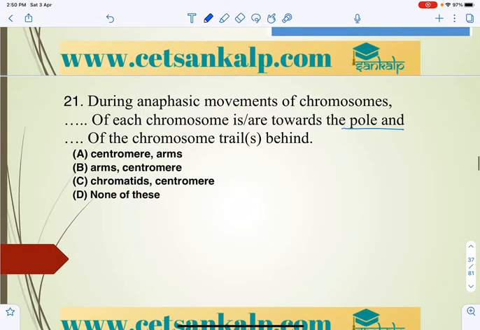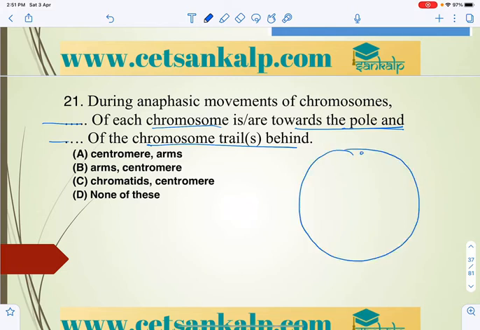So during anaphasic movement, chromosomes, dash of each chromosome is or are towards the pole and dash of chromosome trail behind, means they are going to be left behind. If you consider this, this is a particular pole, two poles of a cell, and here the chromatids will be there, the chromosomes in which sister chromatids are going to separate. So this is how the spindle fibers will be attached with the centromere. So the centromere is towards the pole, right, whereas arms are towards the equator.